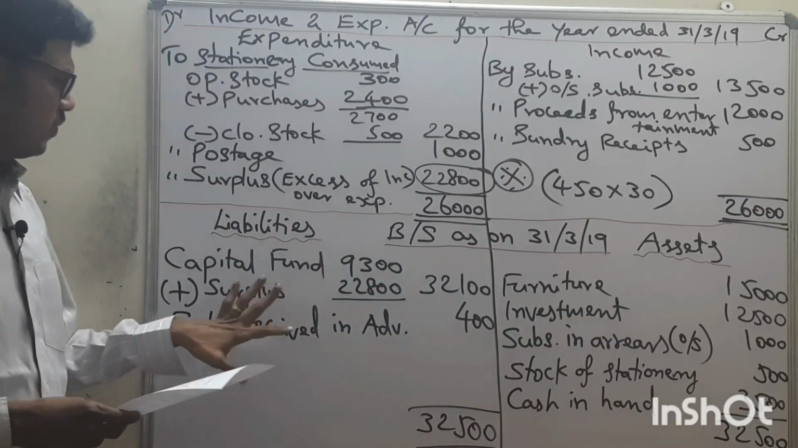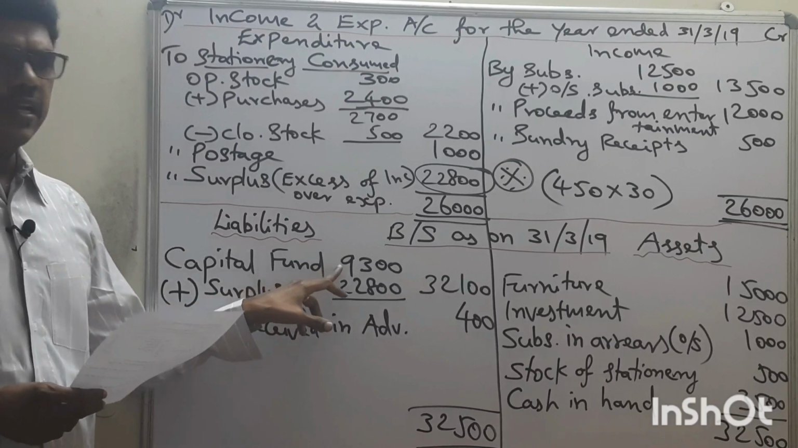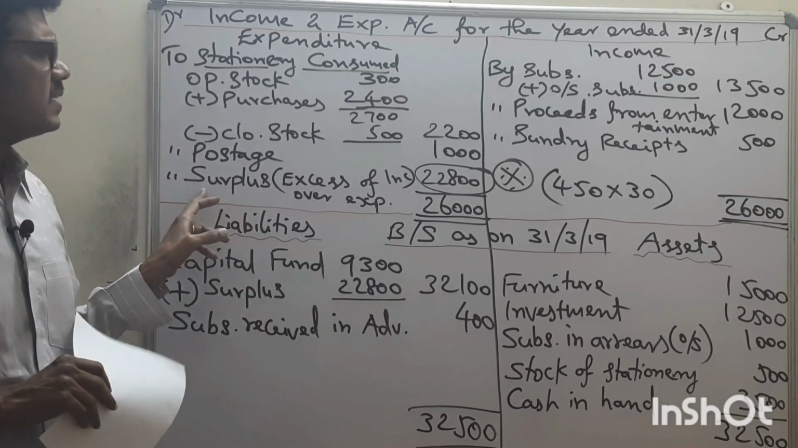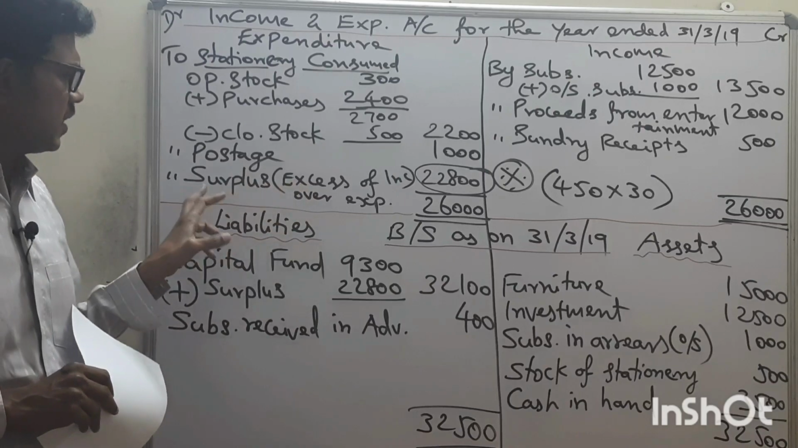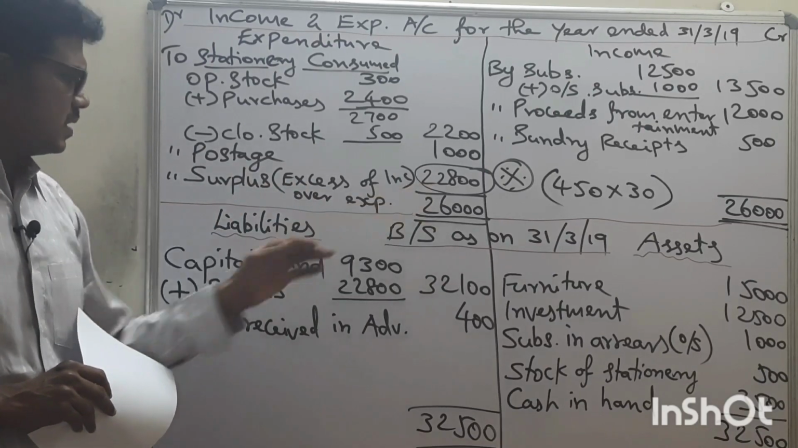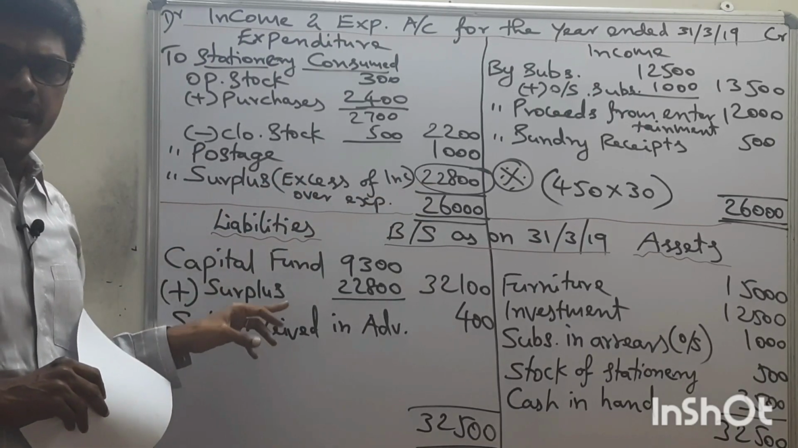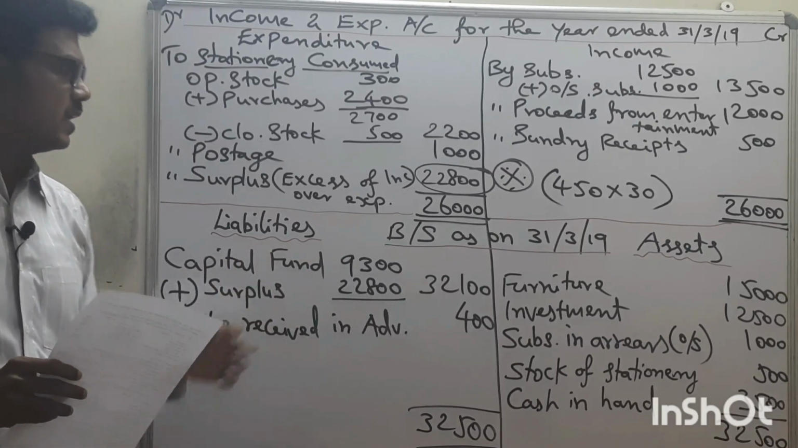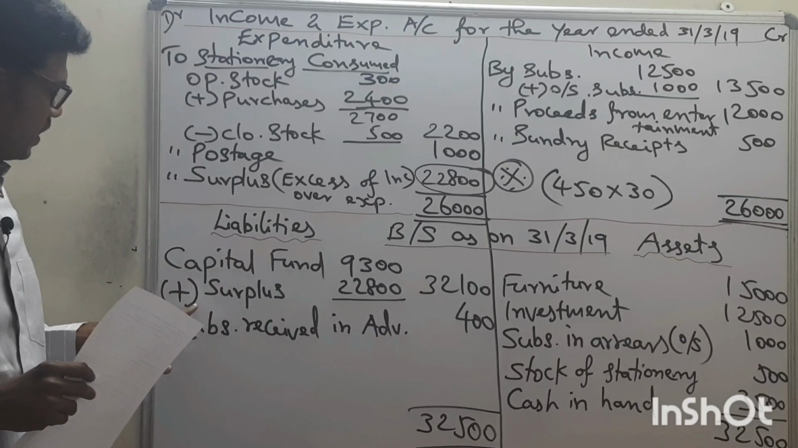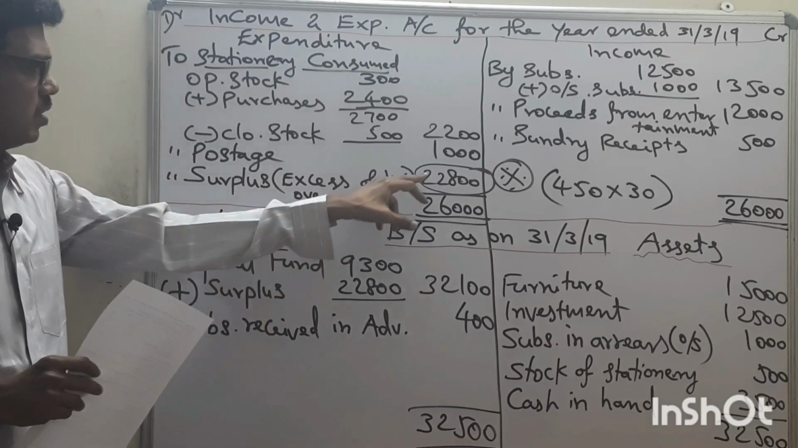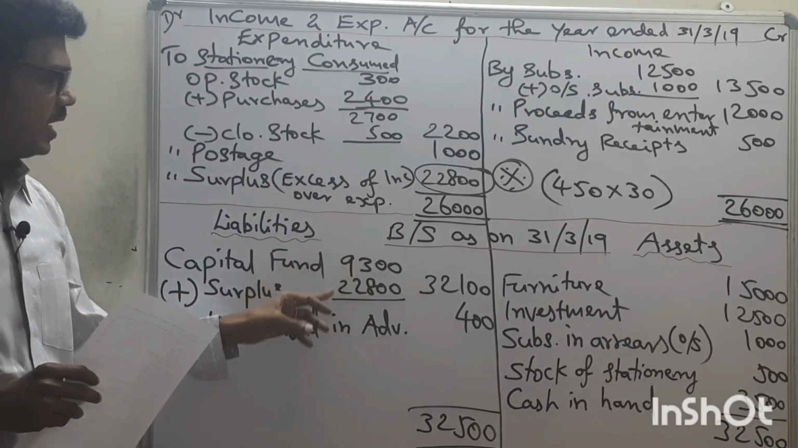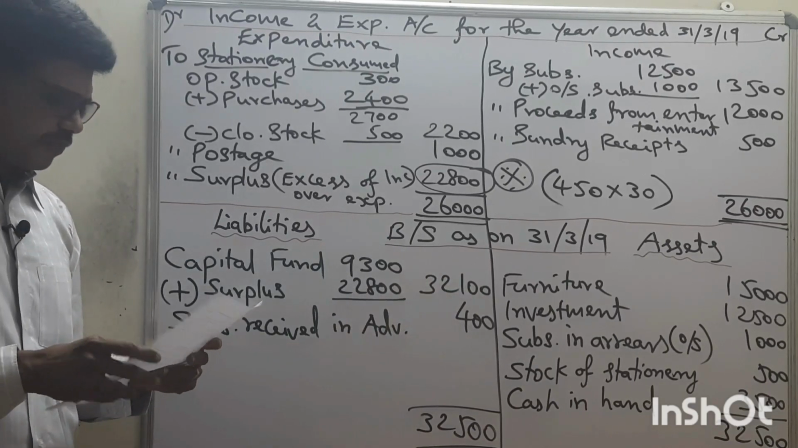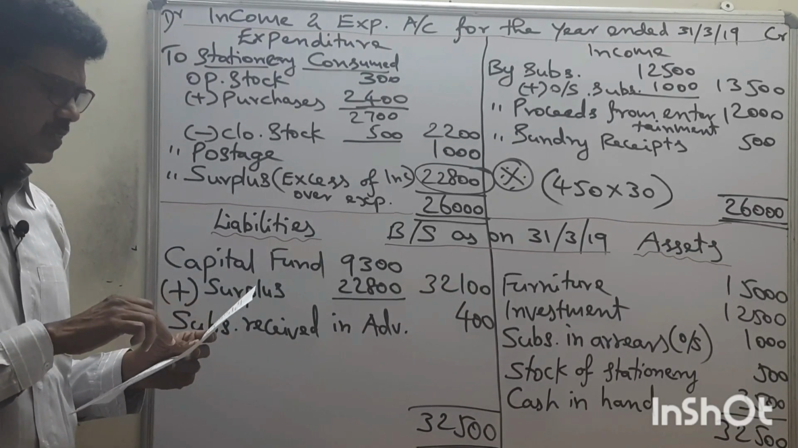Then capital fund. If you come to the liability side, capital fund 9,300. Then we should add the surplus or deficit. Here surplus, we have calculated the surplus. If it is a surplus, it must be added with the capital fund. If there is deficit, it must be subtracted. Here we have the surplus. Add surplus 22,800. If you add these two values, you will get 32,100. Then anything else is there.